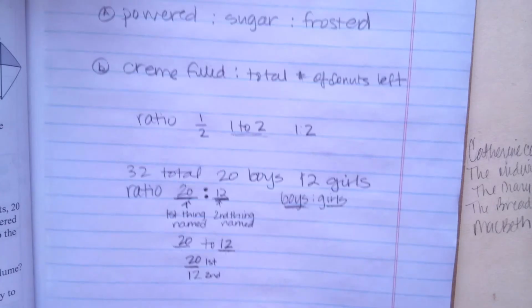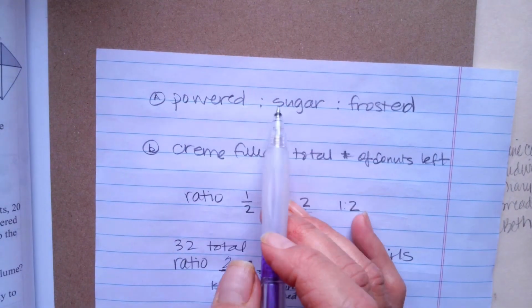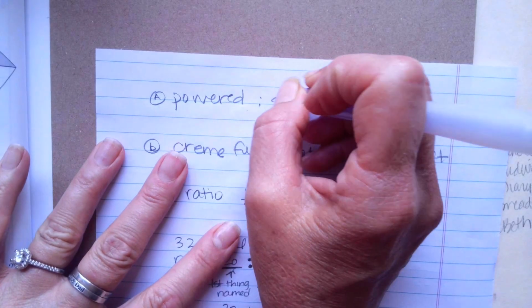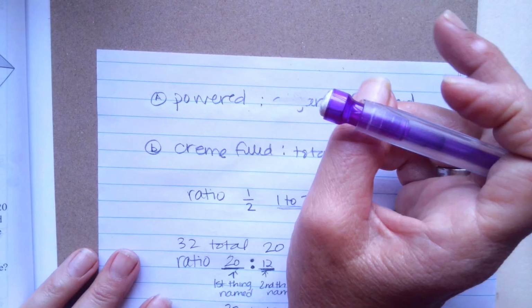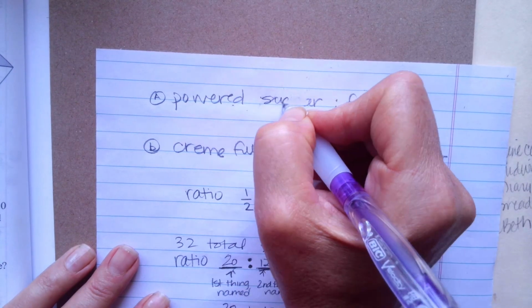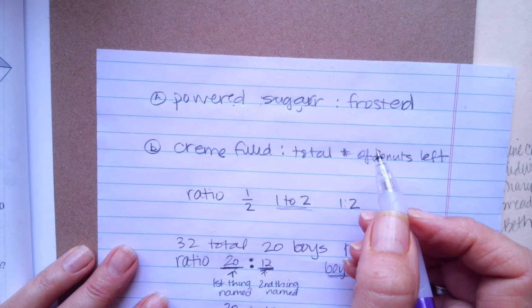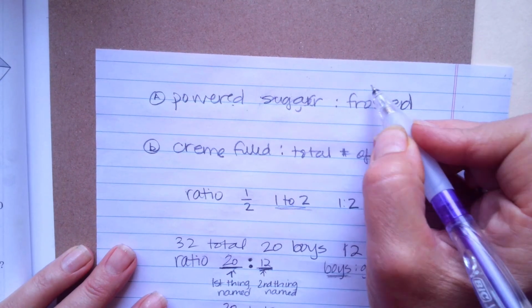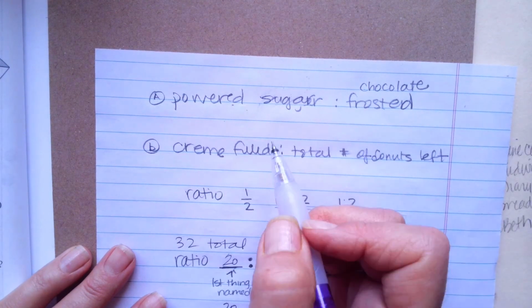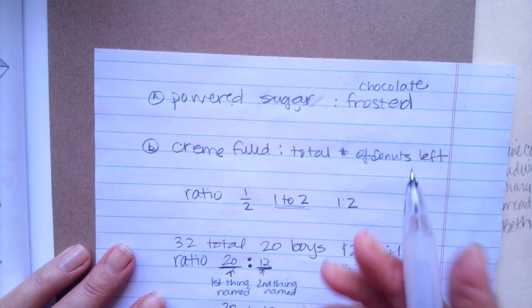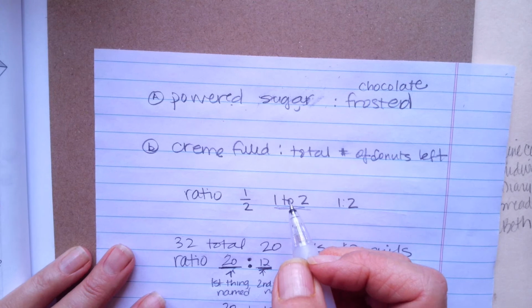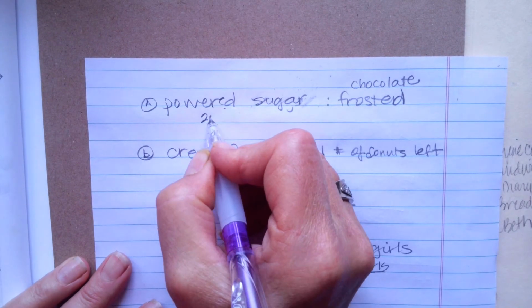So they're asking about powdered sugar donuts, chocolate frosted donuts, and cream filled. Yep. So it's going to be write the ratio of powdered sugar donuts to chocolate frosted. So what would go first? First would go powdered sugar. Mm-hmm. And we would write it like this.